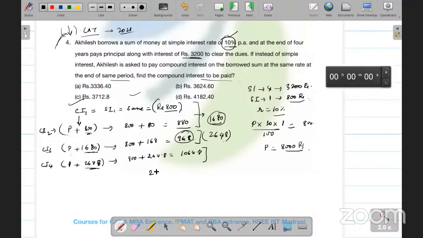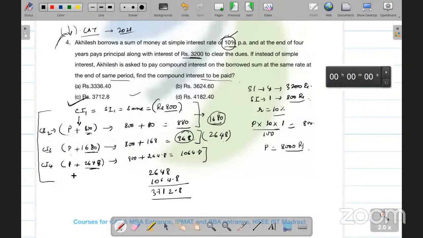So what is the final interest? 2648 plus 1064.8. There is only one option which gives me 0.8, so it is easy. So 2, carry over 1, 1, carry over 1, and you will get 3712.8 rupees.